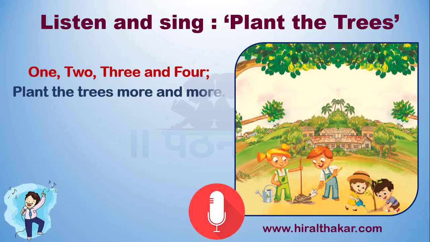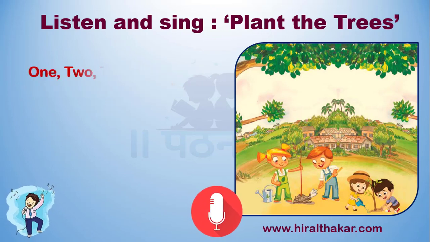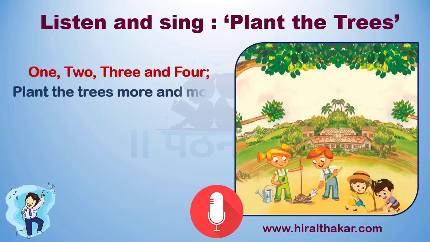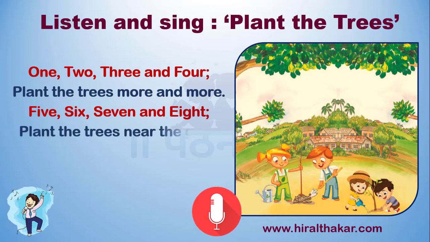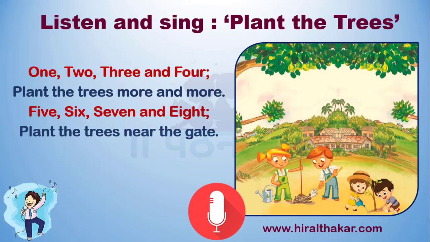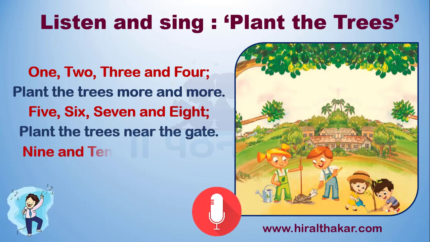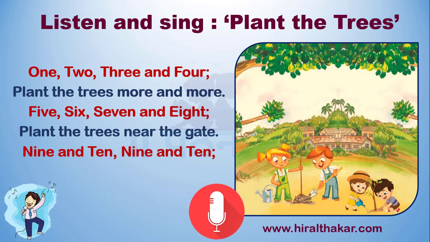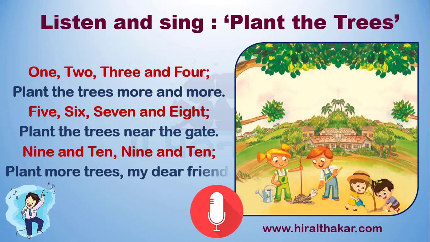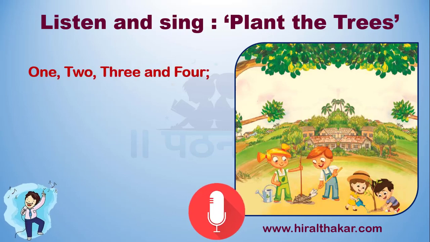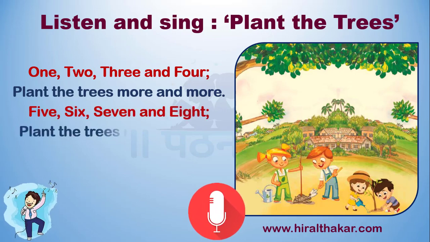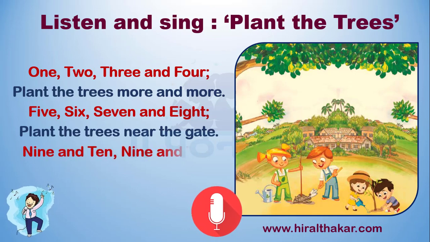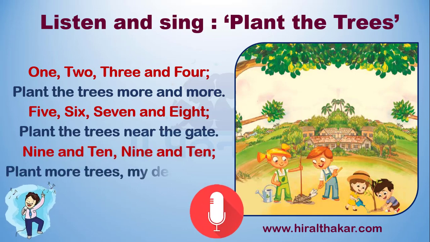1, 2, 3, and 4. Plant the trees more and more. 5, 6, 7, and 8. Plant the trees near the gate. 9 and 10, 9 and 10, 9 and 10, 9 and 10. Plant more trees, my dear friend.